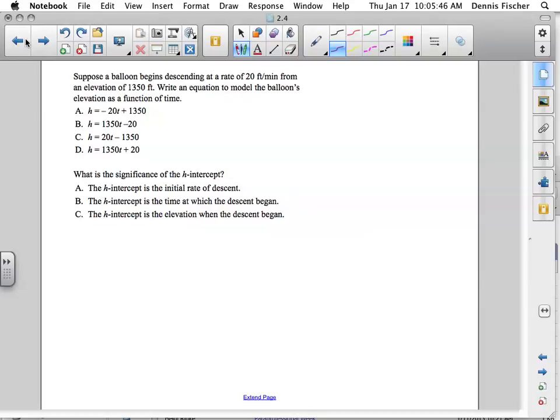So this is a little different. Now we're starting at 1,350 feet, and it starts to descend. Would it be D? Okay, you're going to have a negative slope. They use H and T again, so I'm going to use H and T again. You said a negative slope, so it's going down at 20 feet per minute, right? Negative 20t, and it started at 1,350. It starts at 1,350 and starts to go down, right?